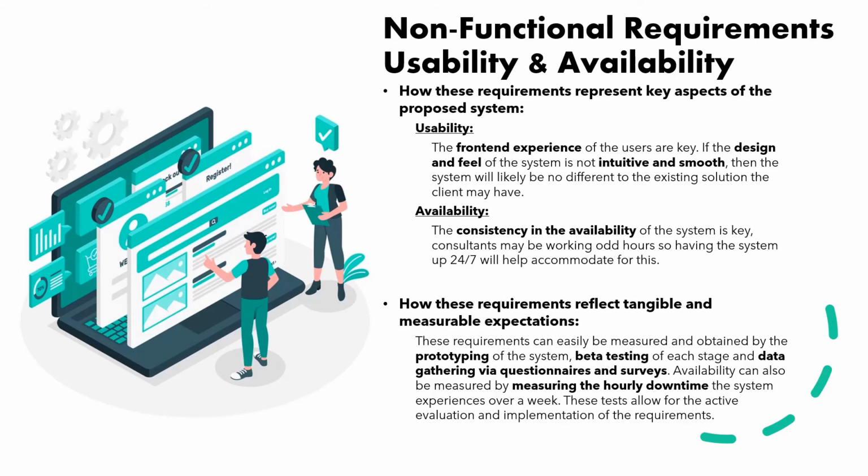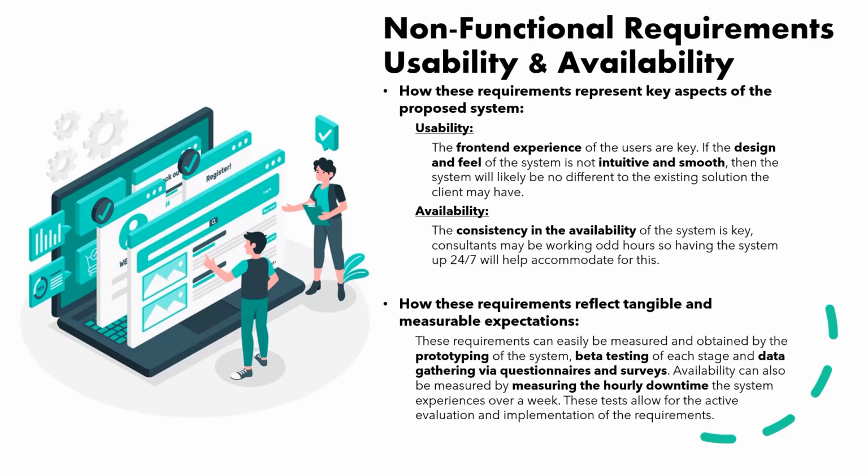So, how do these requirements represent key aspects of the proposed system? Well, the usability requirements represent the front-end experience of the user with our UI, which needs to be intuitive and smooth, whilst the availability requirements represent the consistency of our system's uptime to accommodate odd working hours by the users of the system. Both of these requirement sets are tangible and measurable, as we can utilize prototyping of the system during development, beta testing at each stage, and data gathering techniques such as questionnaires and surveys to measure which requirements we have met.